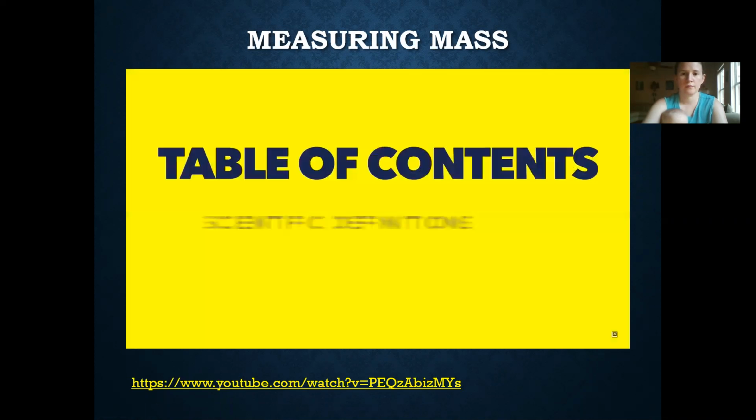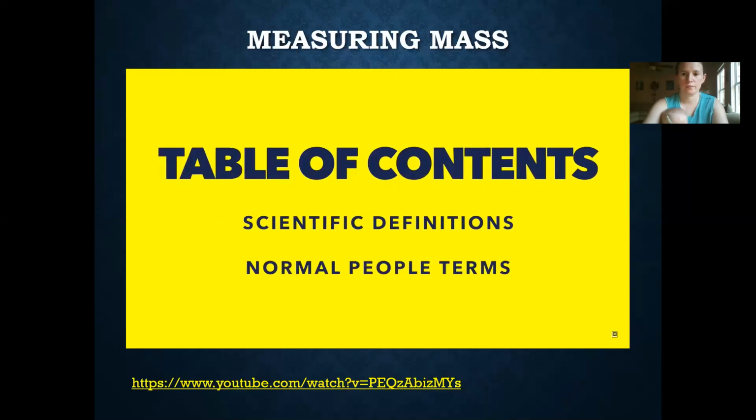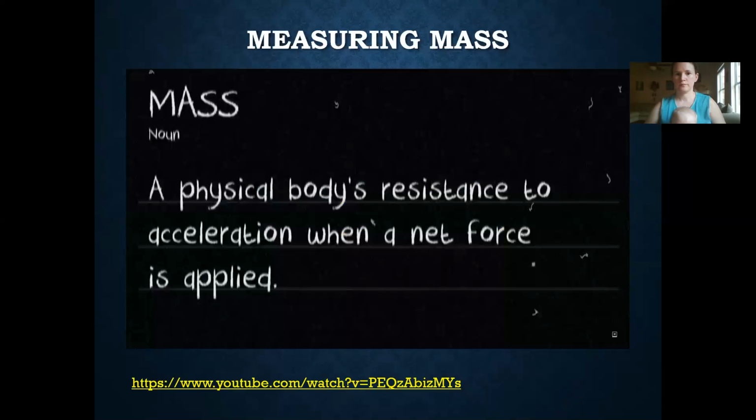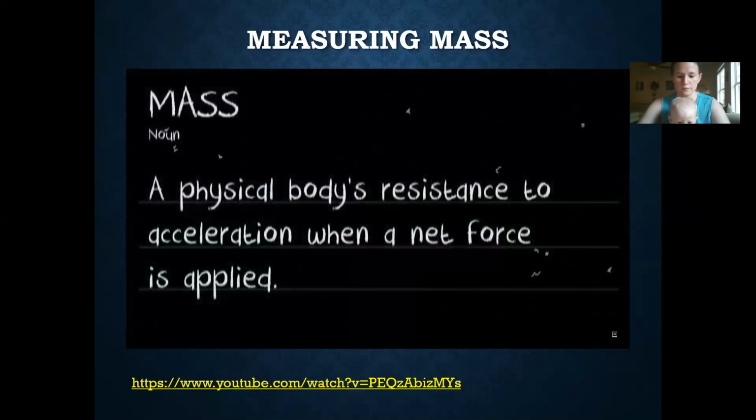Let's get the scientific physics definitions out of the way first, then we'll discuss what they actually mean in normal people terms. Mass. Mass is a physical body's resistance to acceleration when a net force is applied.